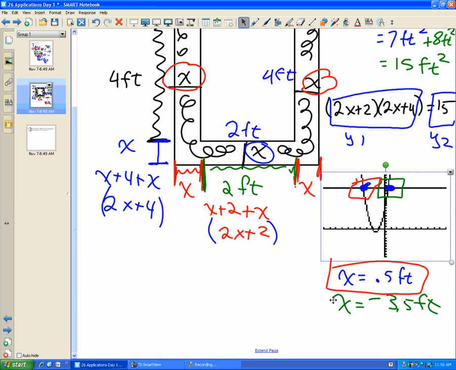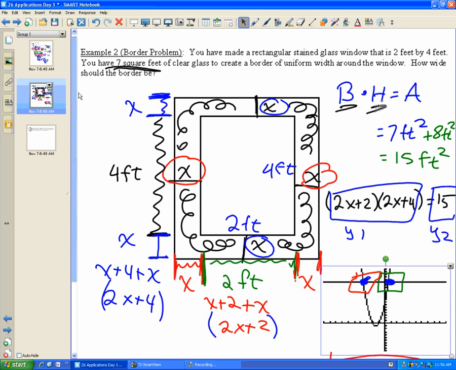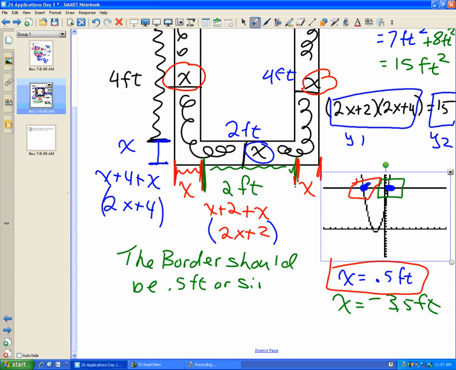X equals 0.5 feet. Let's check to see what the question really was. How wide should the border be? The border should be 0.5 feet or 6 inches wide. That's how I solve this kind of a problem.